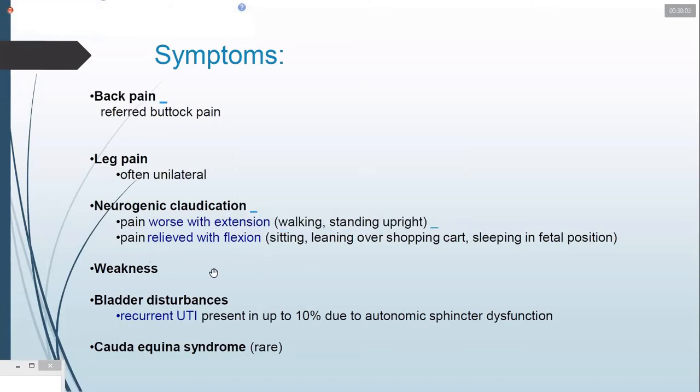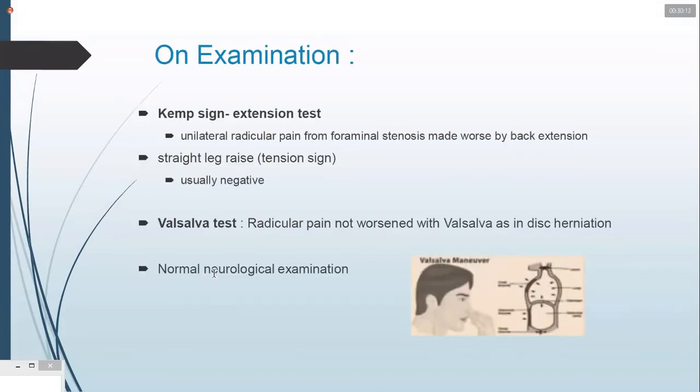Weakness, and ultimately may lead to bladder disturbances, and recurrent UTIs may later come up, and sometimes there's sudden onset and cauda equina syndrome might present. On examination, there is a sign, though the name is not famous. We call it the extension test. When we extend the back of the patient, there might be unilateral radicular pain, buttock pain that radiates low down.